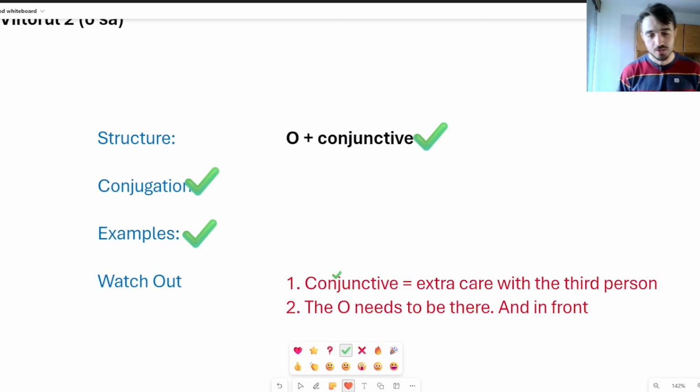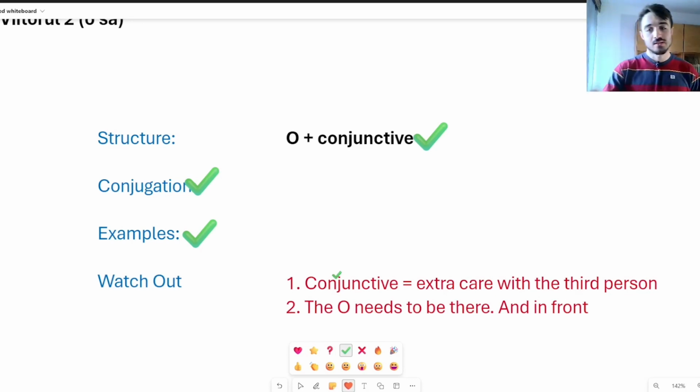And also, the O needs to be there. I have seen in the past people that just skip the O and go using the conjunctive, thinking that means the future. I see why that happens, and that's usually to do with what exactly it means, what people understand by it. For that, we will have a special section towards the end.